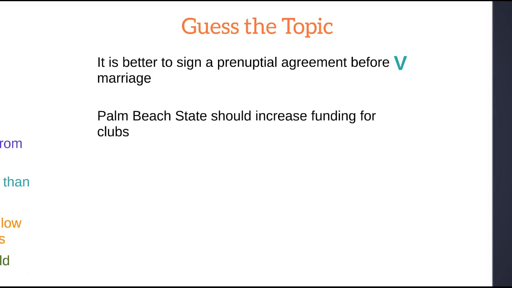Palm Beach State should increase funding for clubs. See if you can guess what that one is. So hopefully you guessed passive, right? Because it's Palm Beach State that's taking on this change. The audience couldn't do it. And remember, passive is question of policy. I'm just using the shorthand passive here.